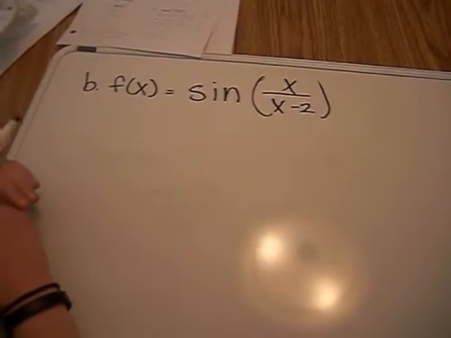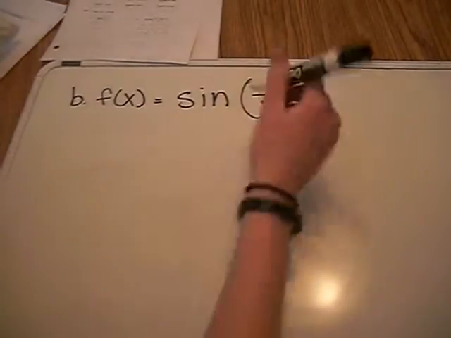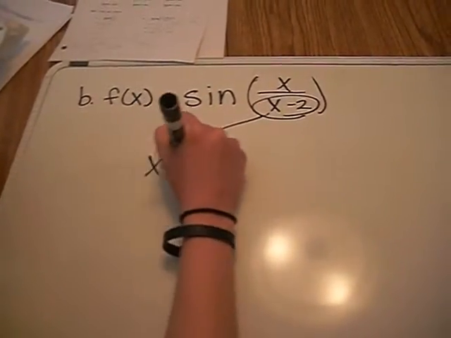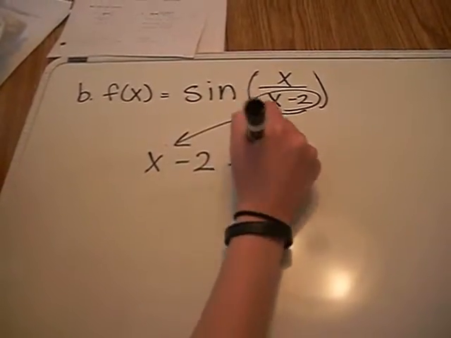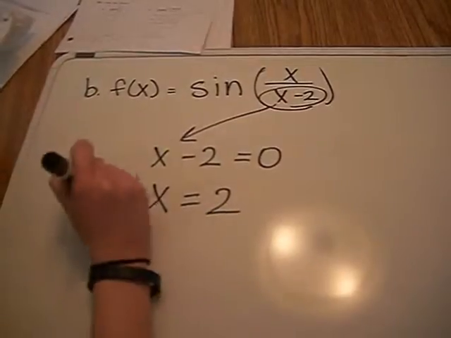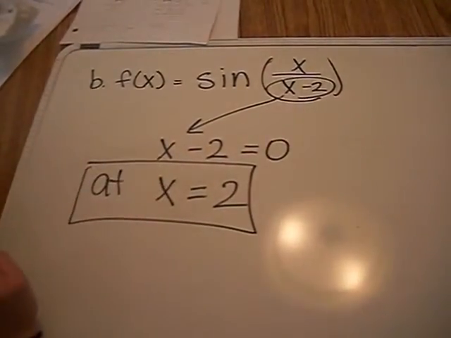Alright, for this one, you gotta remember that the denominator cannot equal 0. So therefore, we are going to set this equal to 0. x minus 2 equals 0. When we solve that, we find that there is a discontinuity at x equals 2.